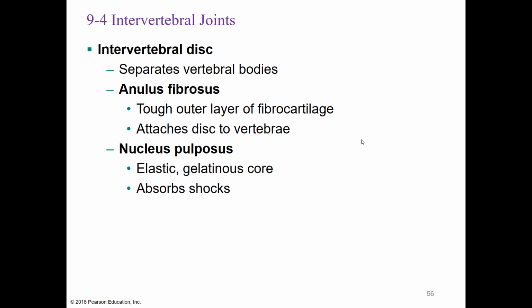Okay, so focusing in on some specific joints. The vertebrae, in between the vertebrae, we have intervertebral discs that separate the individual vertebral bodies. These discs are made up of two main parts. The annulus fibrosus, which is the outer part made up of fibrocartilage and is very, very tough. The nucleus pulposus is the soft, elastic, gelatinous core of that intervertebral disc, and its job is to absorb shock.